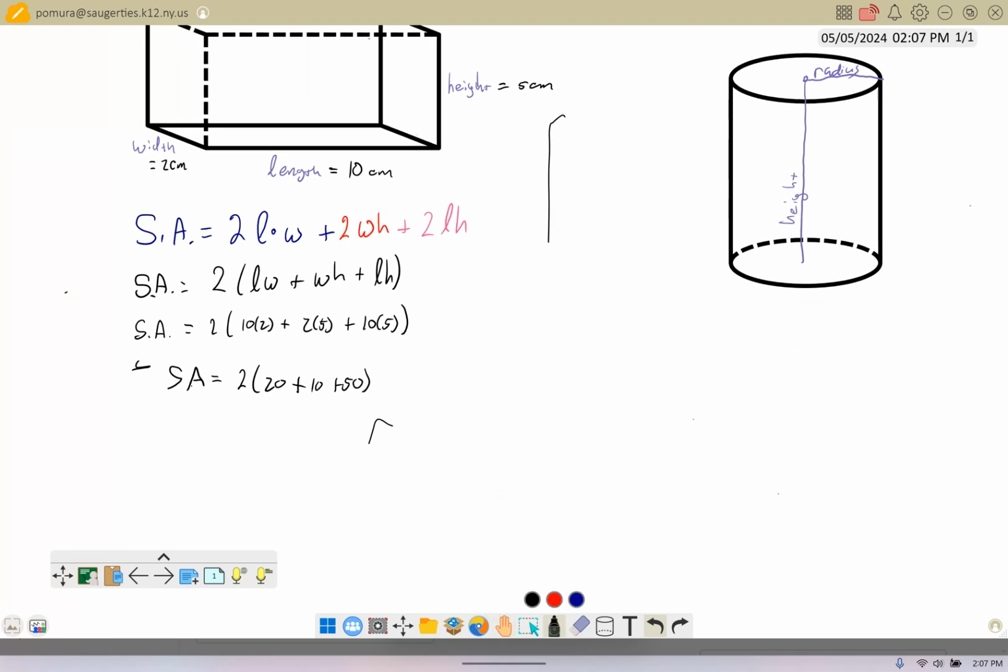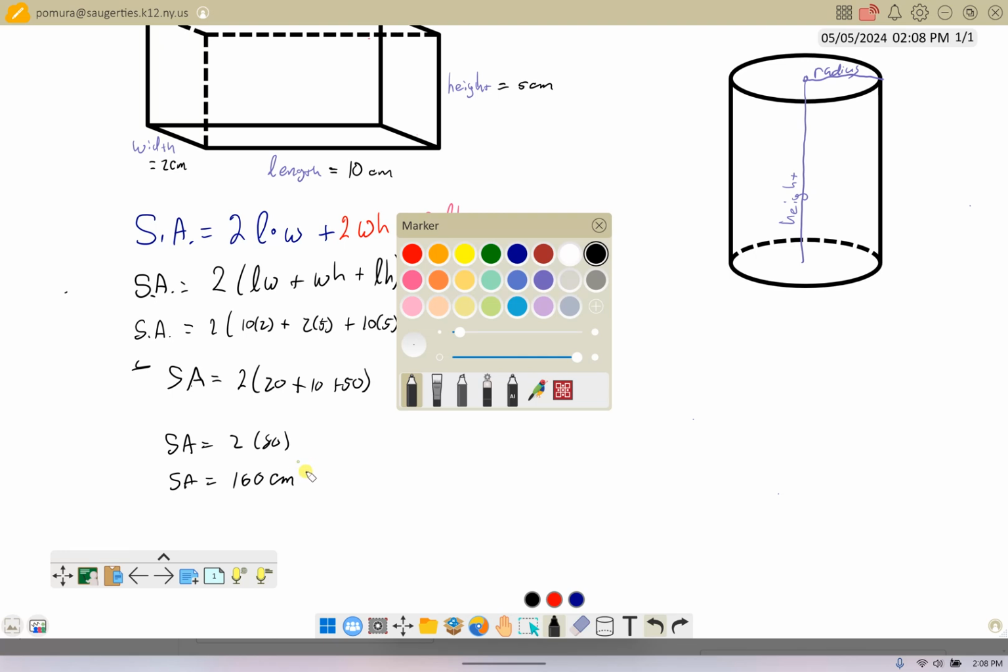The next line would be surface area equals 2 times 20 plus 10 plus 50. So the surface area is equal to 2 times, let's say 20 and 10 is 30, 50 is 80, so 2 times 80, so the surface area equals 160 centimeters. Now it is area, so once again, you have to be careful with your units. Because it's area, it's going to be centimeters squared.